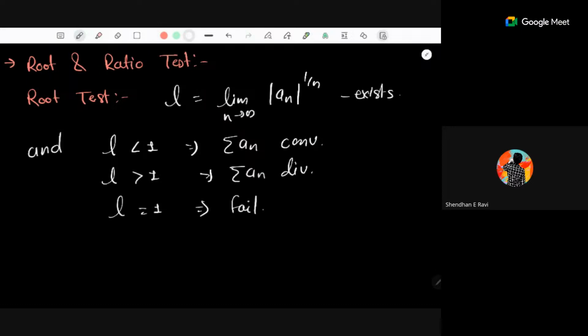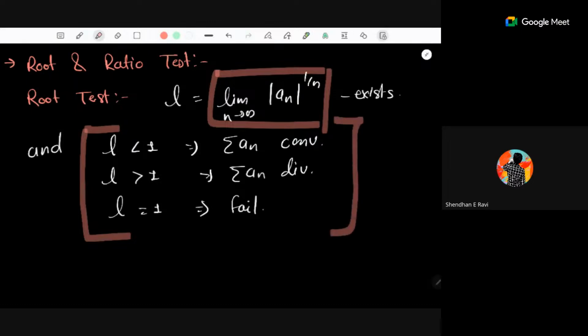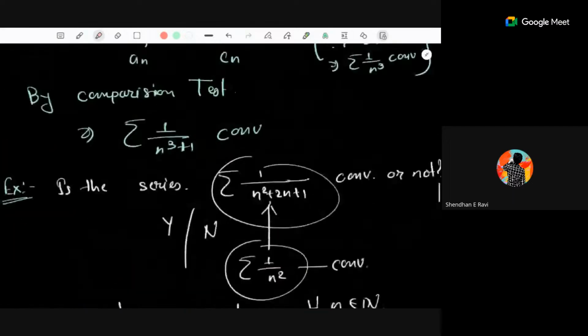So this is known as the root test, right? Why root test? Because we are finding the nth root of the modulus of a_n. So in the root test, the first thing we have to do is calculate the limit as n goes to infinity of modulus of a_n to the power 1 by n. If this limit exists, we see what the value of L is. If L is strictly less than 1, the series converges. If L is strictly greater than 1, the series diverges. And if L is equal to 1, we cannot say anything about the series.